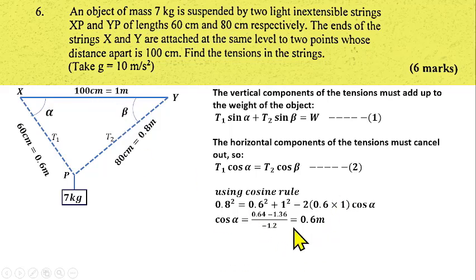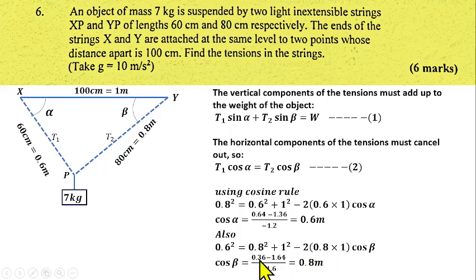If you do the same thing for beta as well, we'll be having 0.6 squared, which is the side facing the angle beta, using cosine rule also. That will give us 0.8 squared plus 1 squared, minus 2 multiplied by 0.8 times 1 cos beta. Then make cos beta the subject: 0.6 squared, which is 0.36, minus, if you simplify this, 1.64, over minus 1.6. So that gives us 0.8 as well.